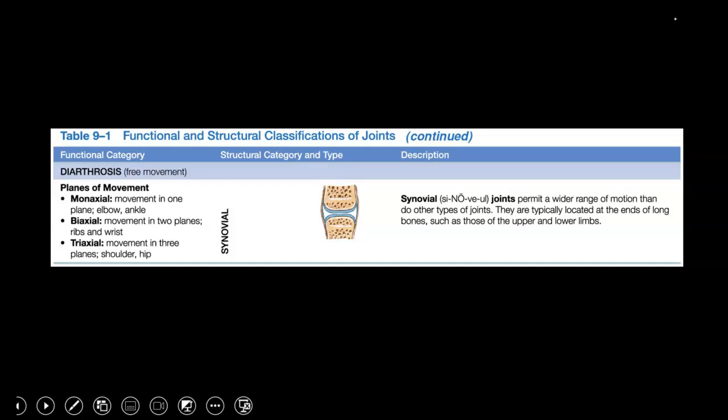With the diarthrosis, this is going to be, like we said, a freely moving joint. And so it can be moving on several different planes. So the planes of movement you can call monoaxial. And this is going to be movement in one plane. That's going to be the elbow and the ankle. So it goes in one way. Biaxial movement, it's going to move in two planes. So that would be things such as the ribs and the wrist. If it's a triaxial movement, that movement can move on three planes. That would be such as the shoulder and the hip. That's where you would need the most rotation and the most movement.